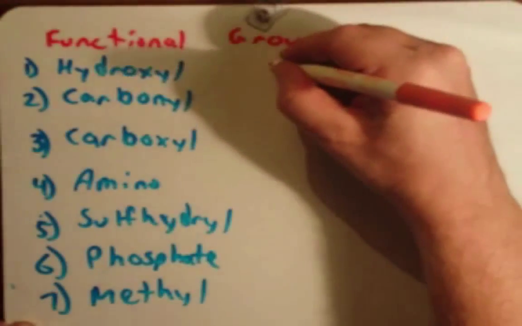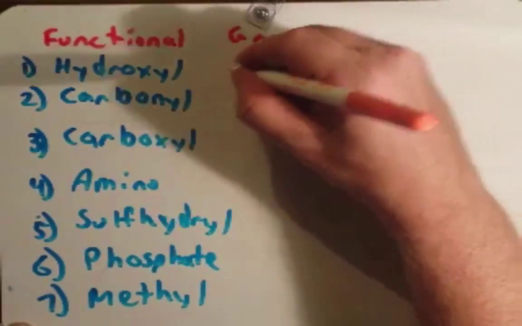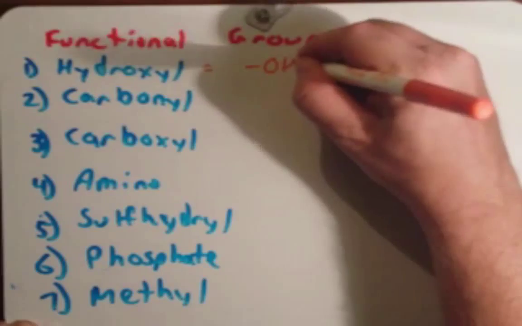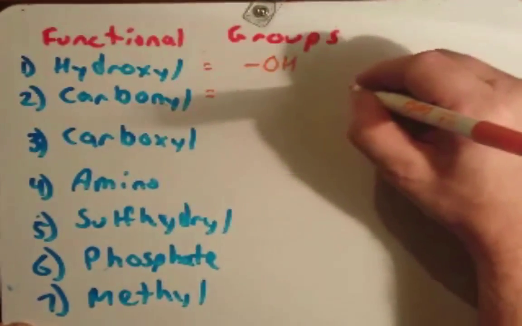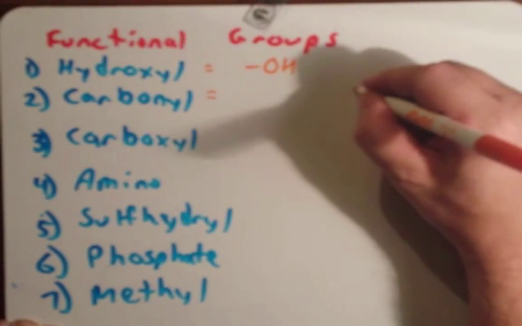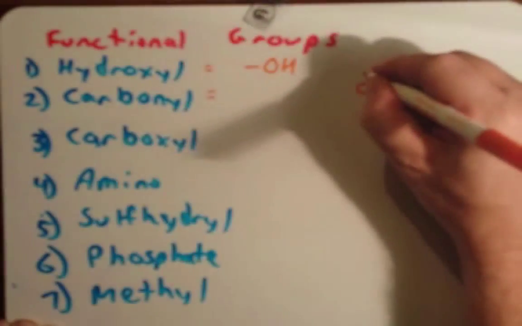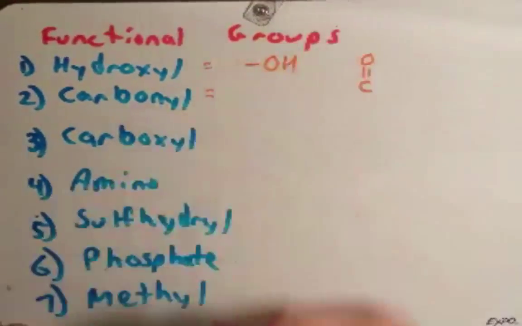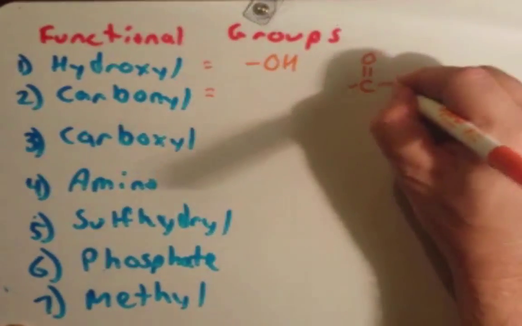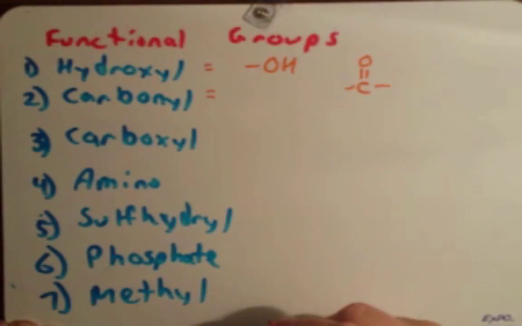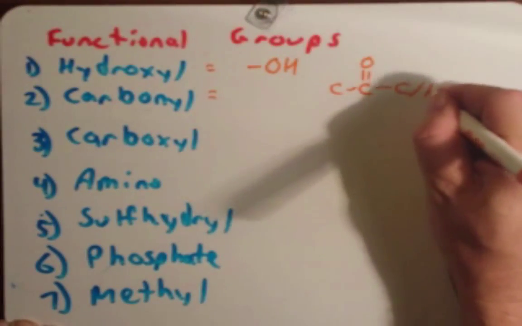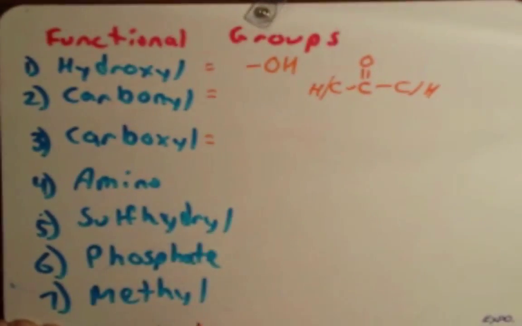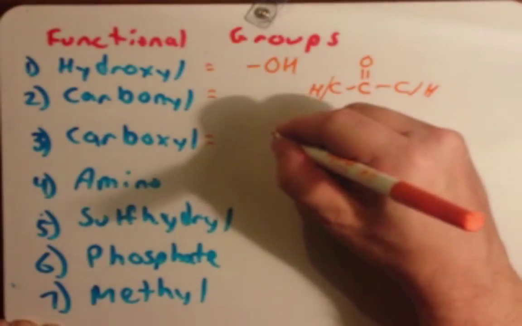So a hydroxyl group, let's draw that first. That is an OH. A carbonyl group is a structure that I'm going to draw a little bit to the right of the hydroxyl group just so we don't run into it, where you have a carbon, and then you have a double bond O, and then it is connected to 2 other carbon structures like so. Or it could be a hydrogen. A carboxyl group is similar to a carbonyl.